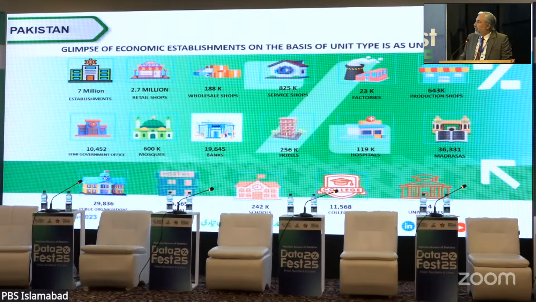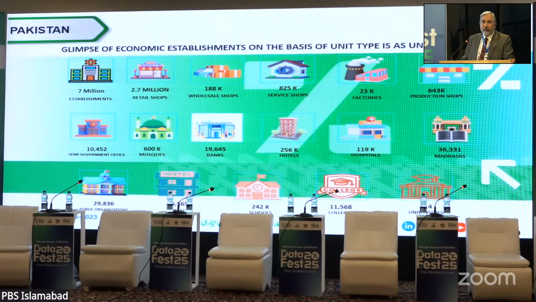So this is a glimpse that this country has about 7 million establishments, out of which 2.7 million are retail shops, 188,000 are wholesale shops, 825,000 service shops, 23,000 factories, 643,000 production shops, about 10,452 semi-government offices, 600,000 mosques, 19,645 banks, 246,000 hotels, 119,000 hospitals, and 36,331 madrasas are also in this country. So all of this information was never available in this country, but now we have this information which is geocoded and which is available by province, by district, and even at lower levels. Next.